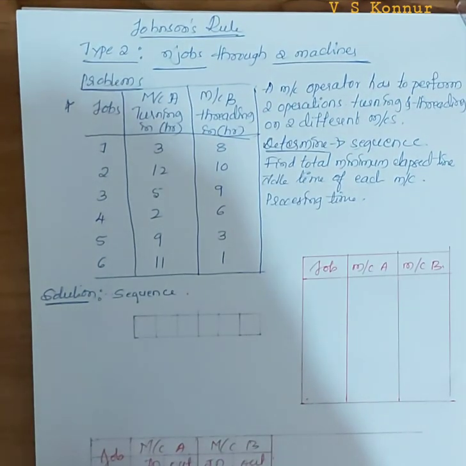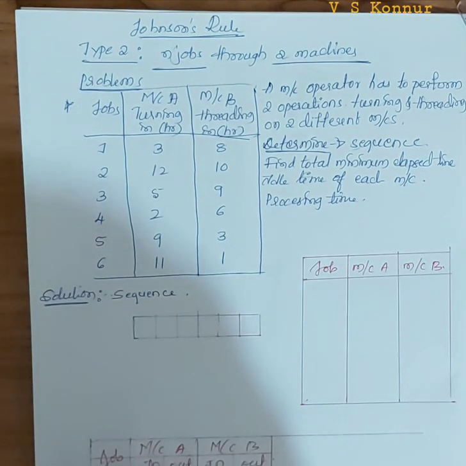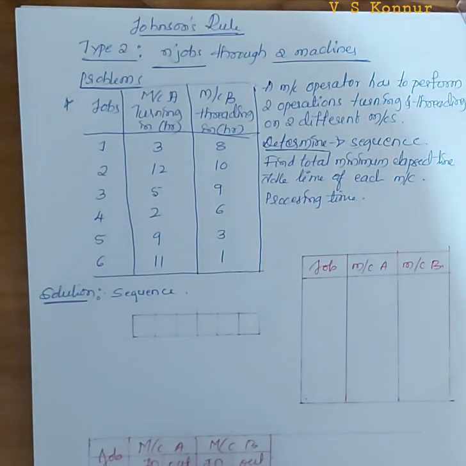Next type problem, it is by Johnson's rule, that is n jobs through two machines. Given that 6 jobs are given, two machines, machine A turning, machine B threading. The time is given in hours. A machine operator has to perform two operations, turning and threading, on two different machines. Determine the sequence. Find the total minimum elapsed time and idle time of each machine process time. This is what they asked.